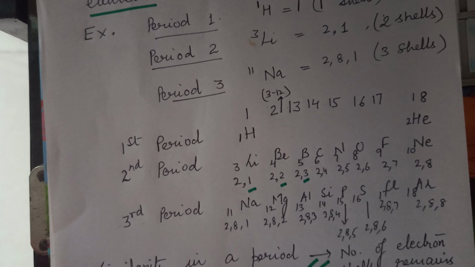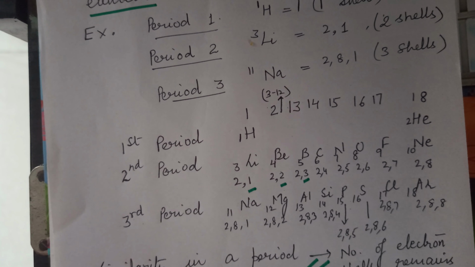One thing which I would like to tell you: if you see one period like the second period and see the electronic configuration, lithium, beryllium, boron, they all have 2 shells: 2, 1; 2, 2; 2, 3. Only 2 shells are there. That means this is a similarity in the elements of a period, that all of them have electrons divided in 2 shells. In the third period, there are 3 shells. So this is the similarity between the elements of one period, that they have the same number of electron shells.